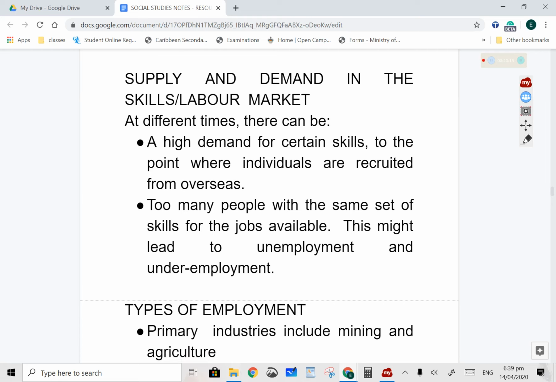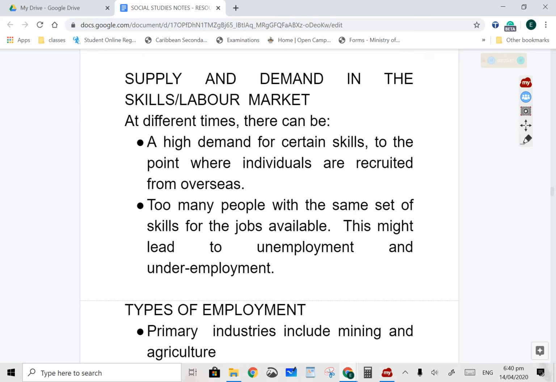Supply and demand in the skills or labor market. At different times, there can be a high demand for certain skills to the point where individuals are recruited from overseas. So sometimes in our country, we employ nurses and doctors, etc., from overseas because there's a high demand for certain skills, right? Too many people with the same set of skills for the jobs available might lead to unemployment and underemployment.